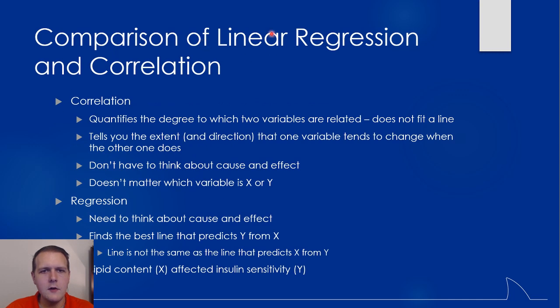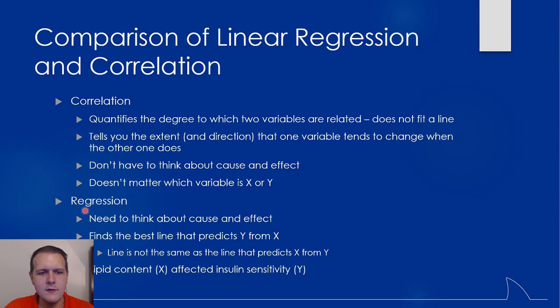So to compare linear regressions with correlations, again, with the correlation, it's just quantifying the degree that two variables are related. It doesn't necessarily have to fit a line, so to speak, but it will tell you basically that when one variable changes, the other one tends to change as well. You don't really have to think about cause and effect here, and in this case, it doesn't really matter which values are X or Y, because you're just looking to see, do they kind of change in the same direction, or do they have some relationship to one another, whether it's a proportional relationship, whether it's inversely proportional, whatever the case may be here.